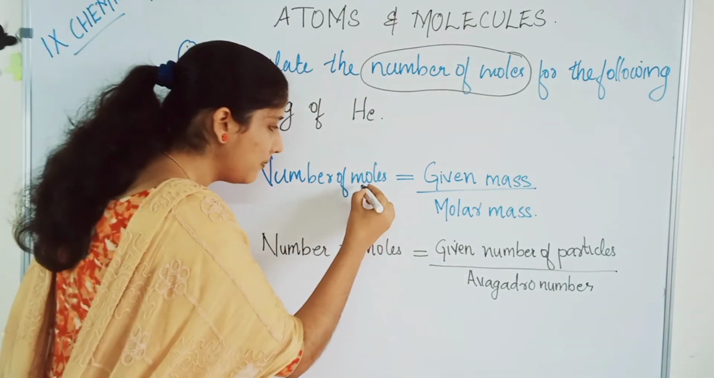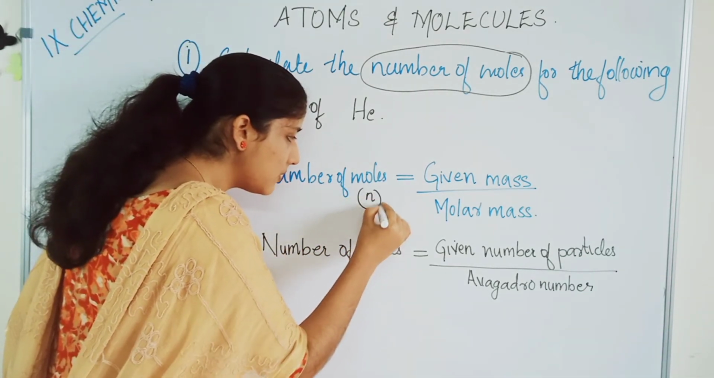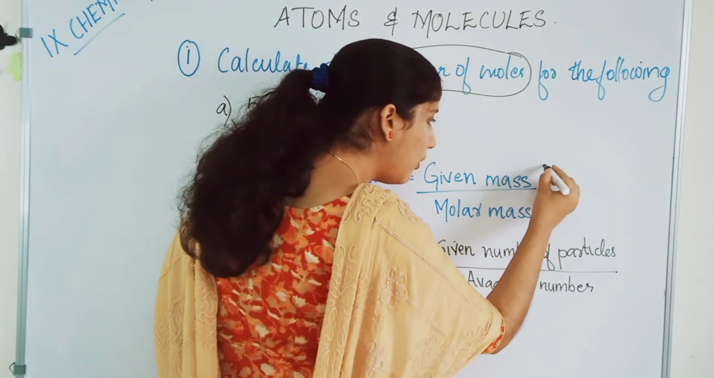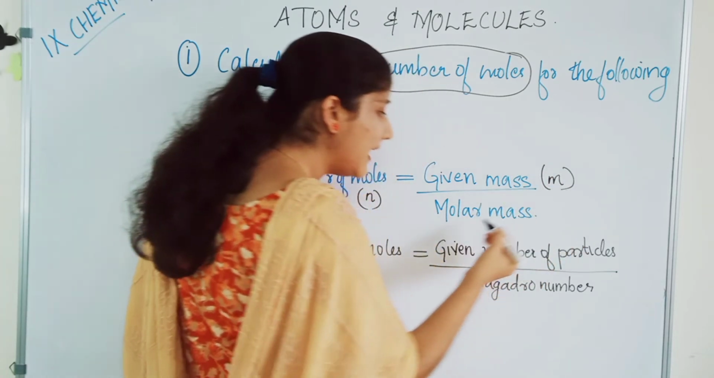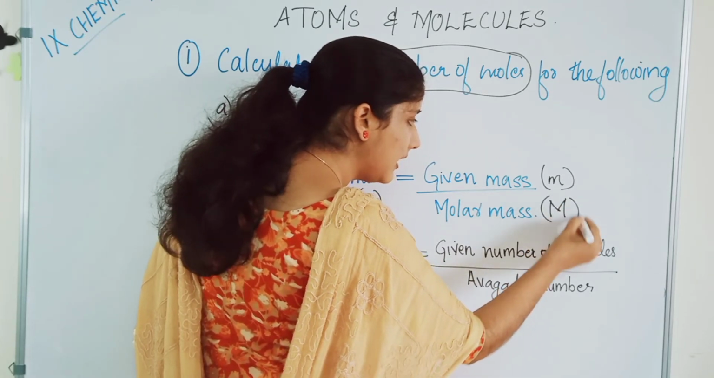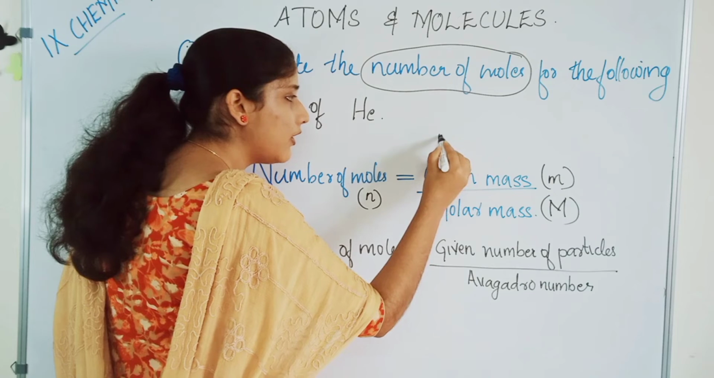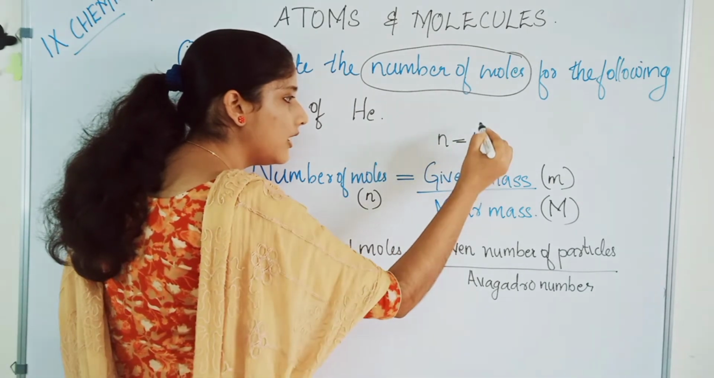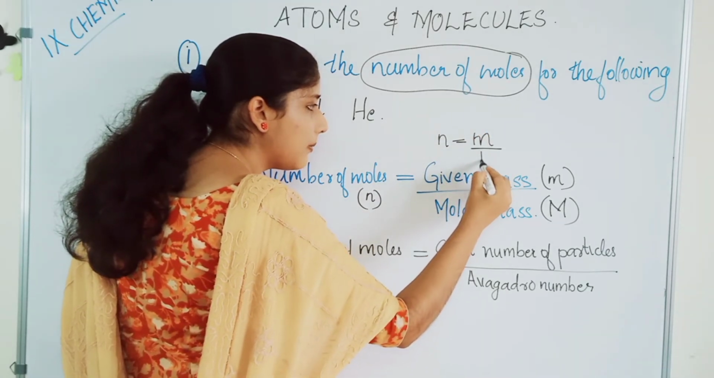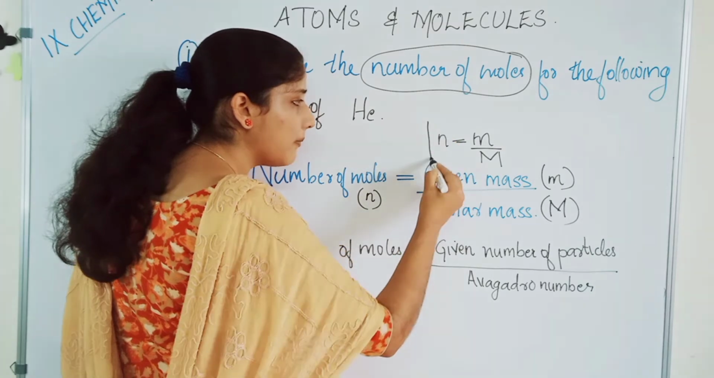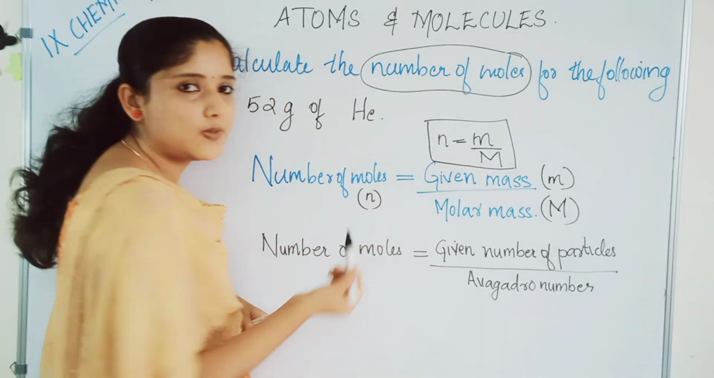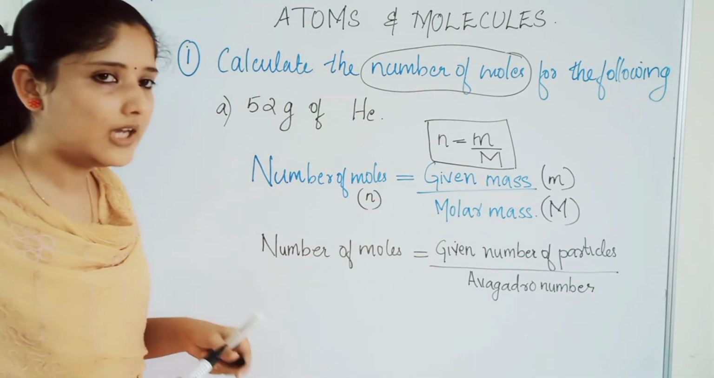Everyone should study. We can represent number of moles by small letter n, given mass by small letter m, and molar mass or molecular mass by capital letter M. Clear? So the equation will be number of moles n is equal to given mass small letter m divided by molar mass capital letter M. Remember this equation, number of moles is equal to given mass by molar mass.